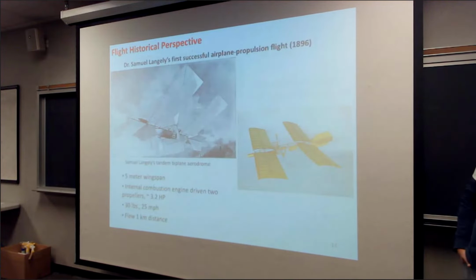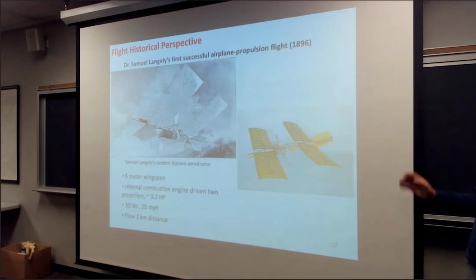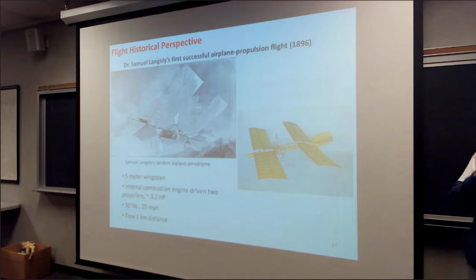Then we moved on a little further. Dr. Samuel Langley had the first successful airframe propulsion flight. So he essentially had the glider, put an engine on it, and then flew it. It was the first ever airplane that could fly with an engine, but it didn't carry any human.